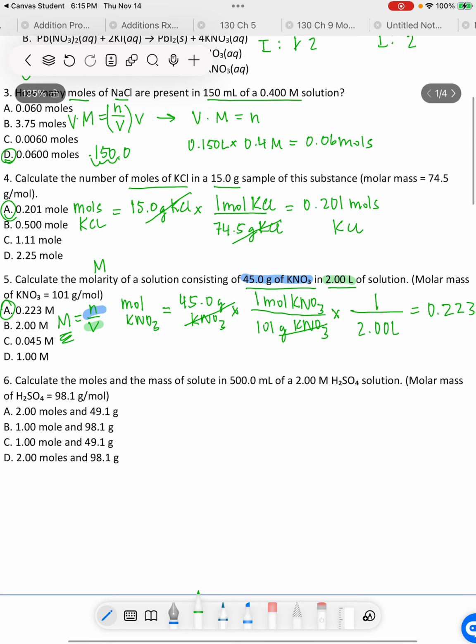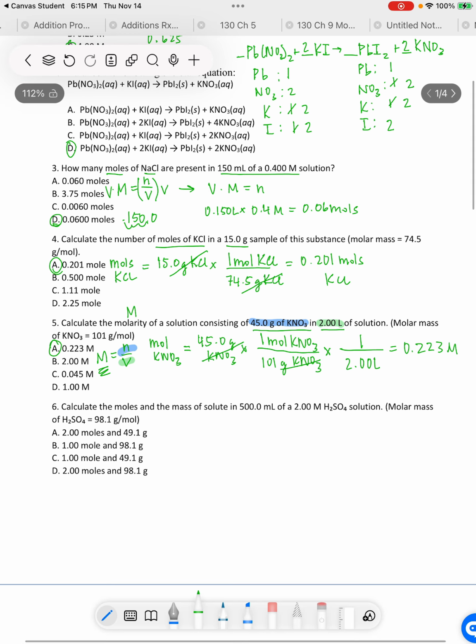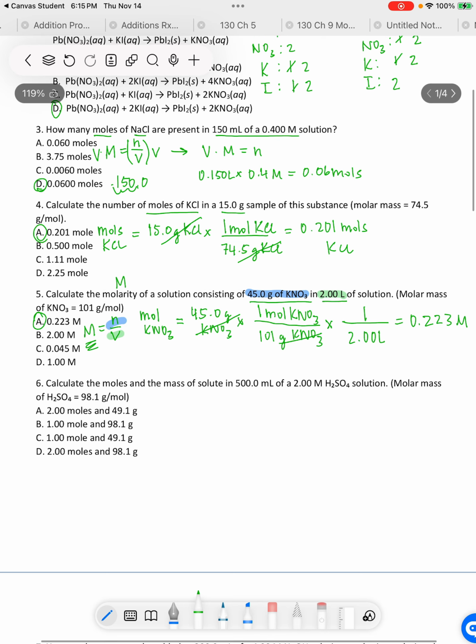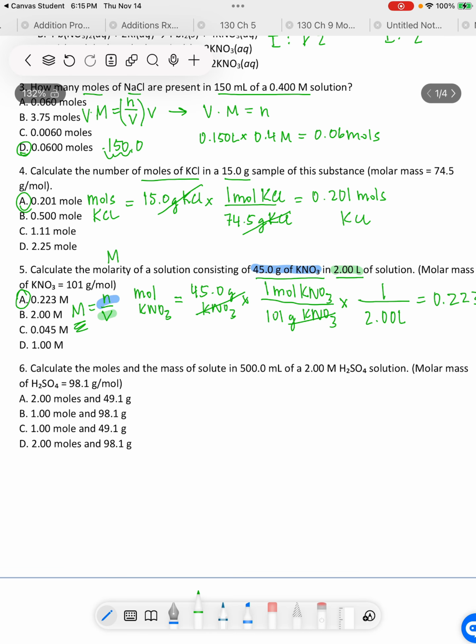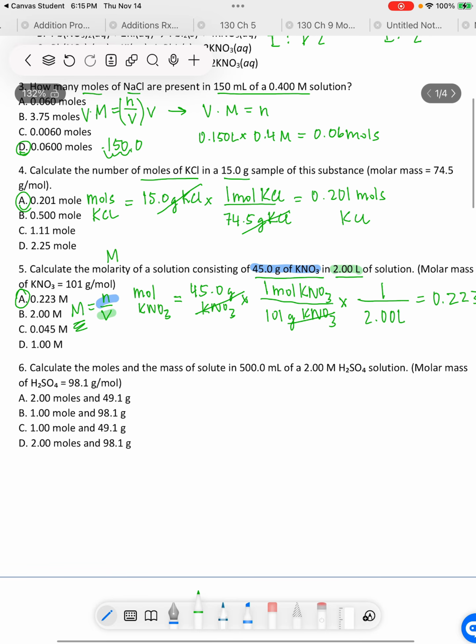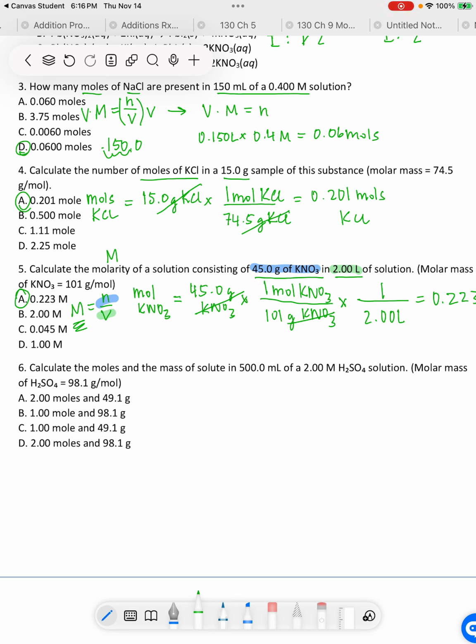All right. If you have any questions on number 5, on how I did that, just email me and I'll send a more detailed video. Number 6, calculate the moles and the mass of solute in 500 milliliters of 2 molarity. So we need to find moles and mass, and we're given a volume and a molarity. So let's focus on moles first, because if we do this equation, we can get moles. We just have to rearrange it.